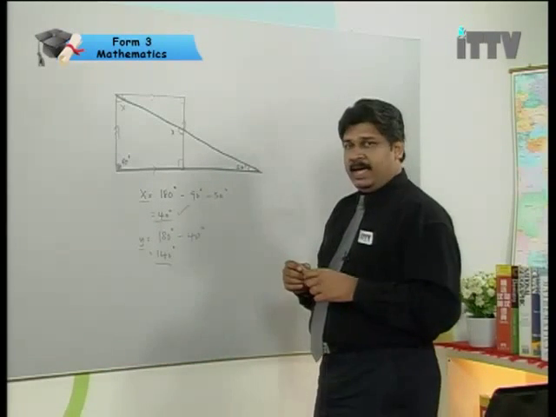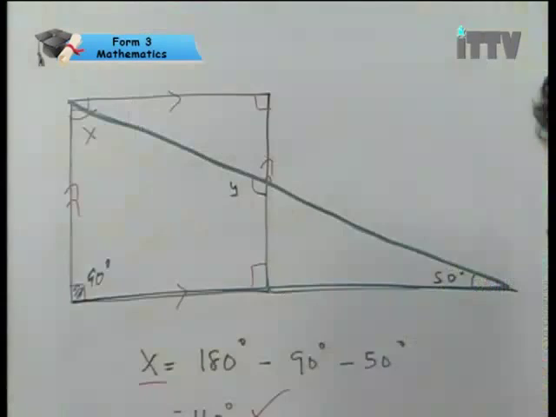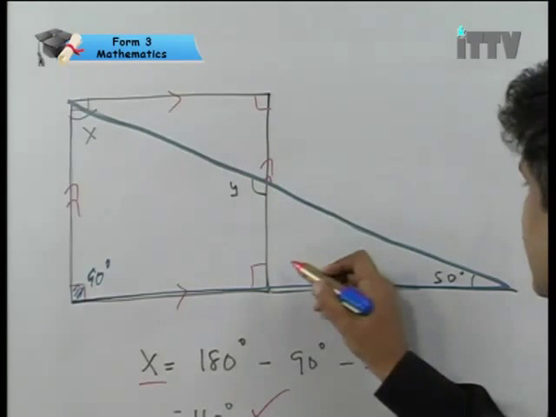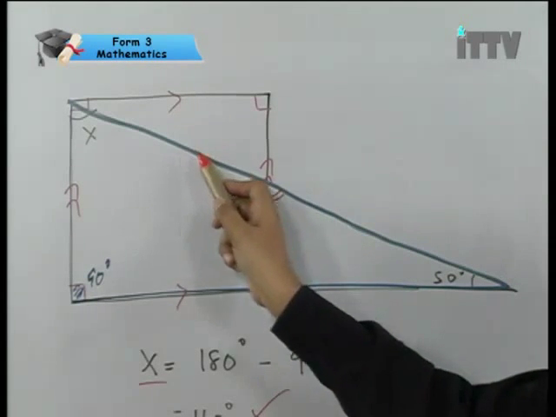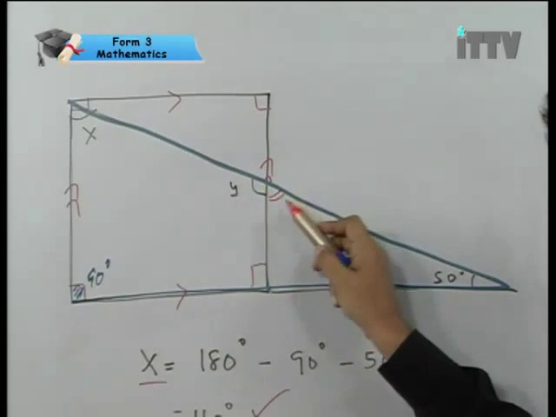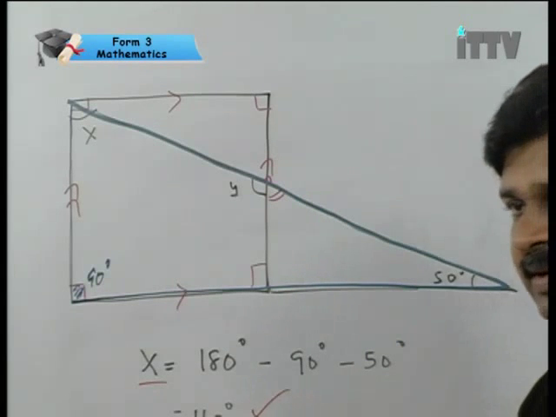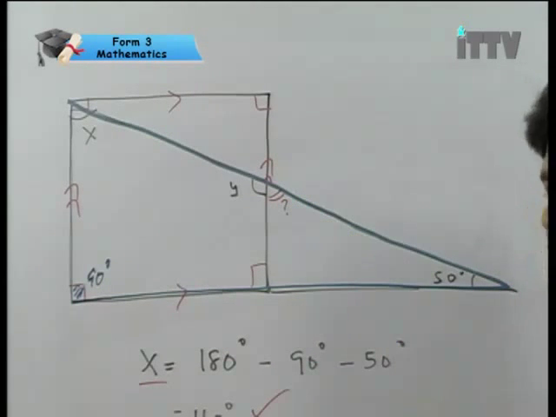Next, we look into y. Now, like x, in order for me to find y, firstly, I need to find the value here. Why is it so? Because I know this is a straight line. The sum of angles would give me 180 degrees. The question is, what is the value here?